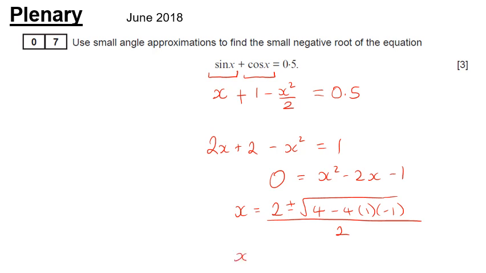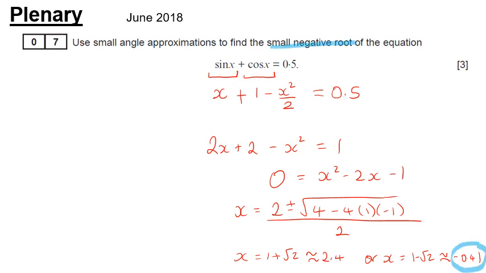So we end up with two answers for x. One of them is 1 plus root 2, which is approximately 2.4 to 1 decimal place. Or the other answer is 1 minus root 2, which is approximately minus 0.41.